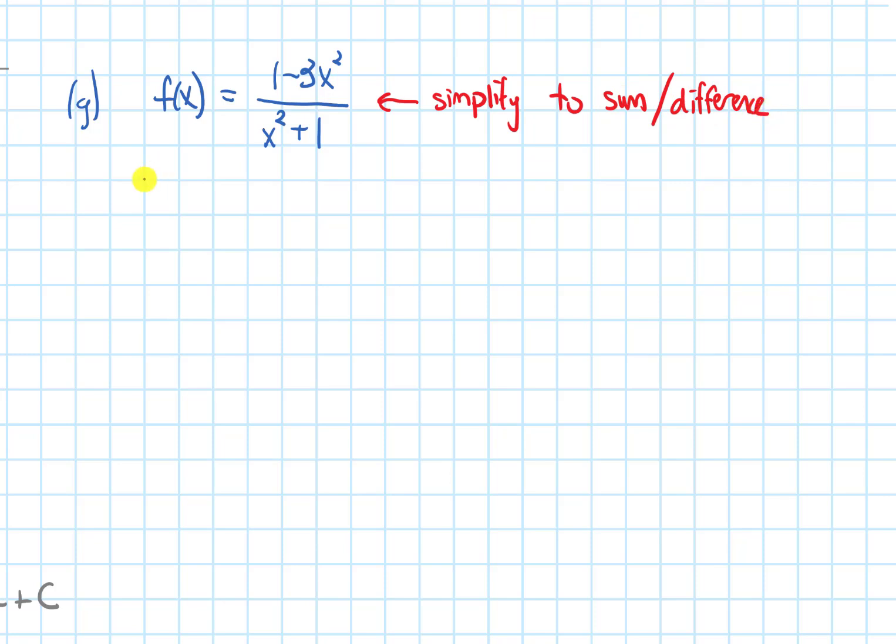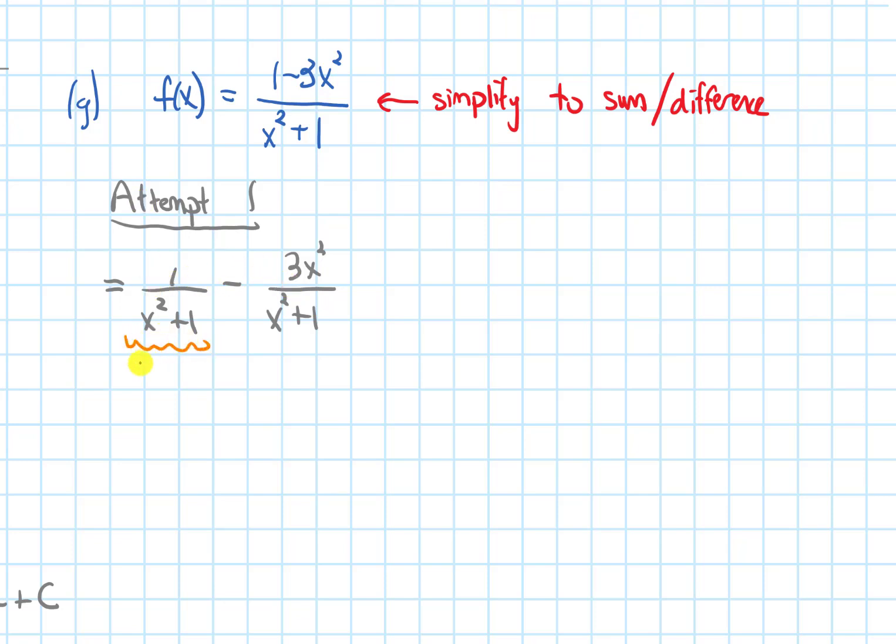Okay, so I'm going to do this one way first. So attempt 1 is, we've seen that with a fraction, sometimes we can split it up. So what if I split this up? I would get 1 over the whole denominator. And then we'd get minus, and then 3x squared over that whole denominator. And then we'd have to do the antiderivative of each of these pieces.